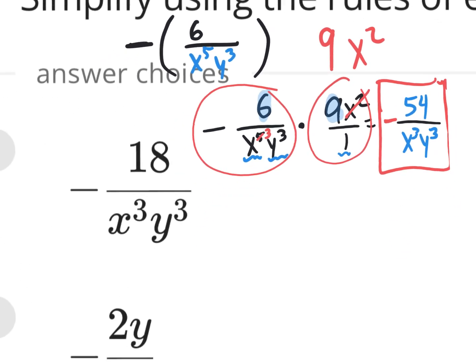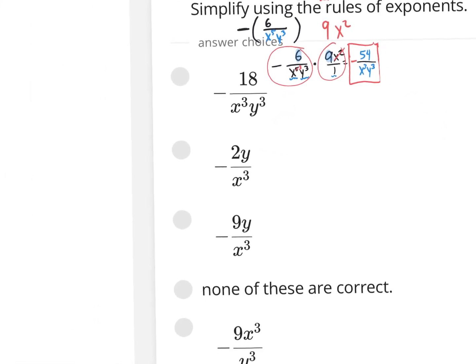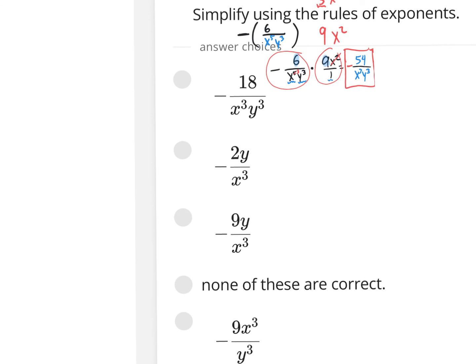And if you look at the multiple choice, in this case, there is no answer, so it would be none of these.